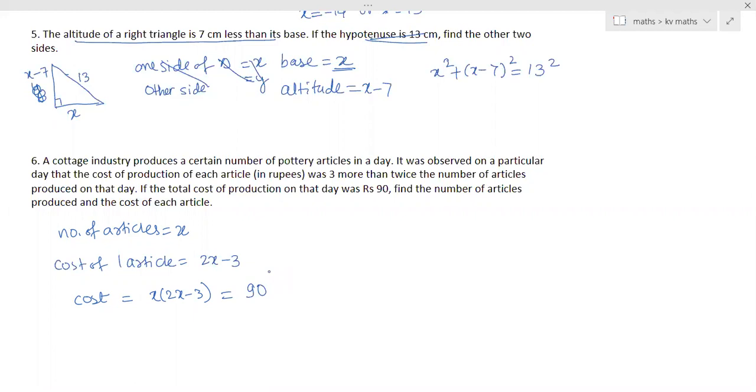Ma'am, should the cost of one article be 2x plus 3? Yeah, 2x, 3 more than. Oh, okay. It's 3 more than. Ma'am, x is equal to 6, right?